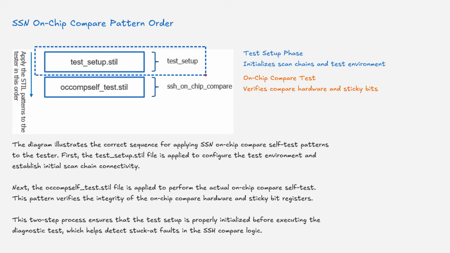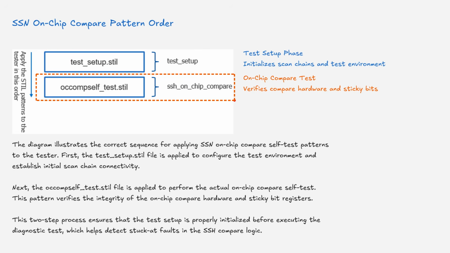The diagram illustrates the correct sequence for applying SSN on-chip compare self-test patterns to the tester. First, the test_setup.stil file is applied to configure the test environment and establish initial scan chain connectivity. Next, the on-chip compare self-test.stil file is applied to perform the actual on-chip compare self-test. This pattern verifies the integrity of the on-chip compare hardware and sticky bit registers.